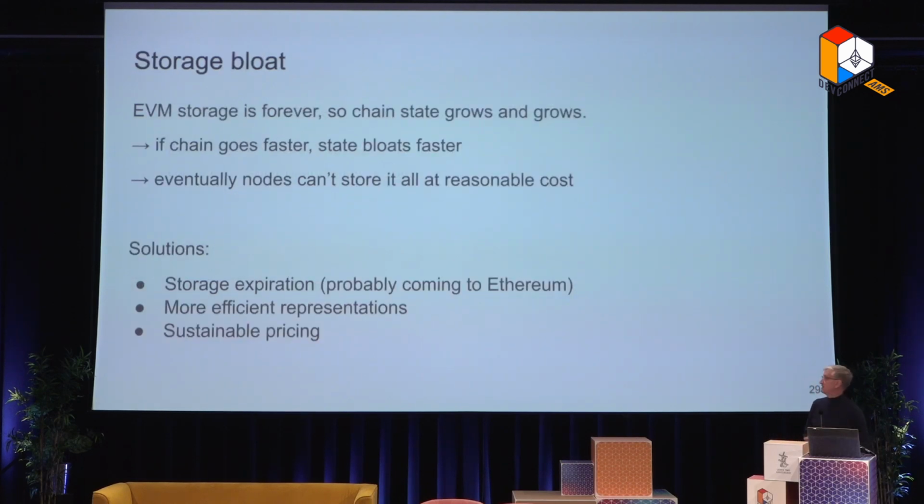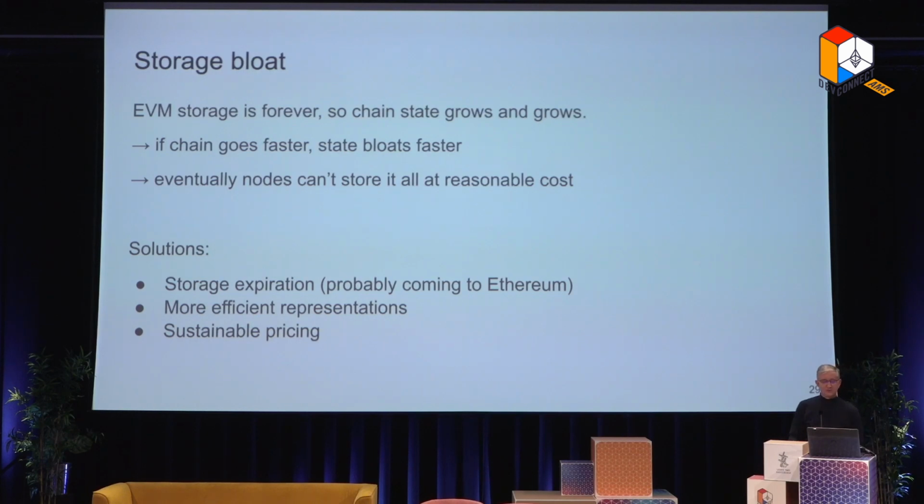I want to talk a little bit about storage bloat. This is a real issue, and if we're not careful, this could be the biggest barrier to scaling any of these systems, right? In the EVM model, storage is forever. The chain state grows and grows and grows. If your chain goes faster, your state grows faster. And so if you want to scale to 1 or 2 orders of magnitude above what Ethereum can do, you can expect 1 to 2 orders of magnitude the amount of state bloat or rate of state bloat that Ethereum has unless you do something.